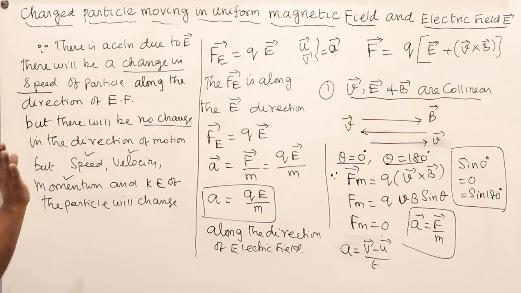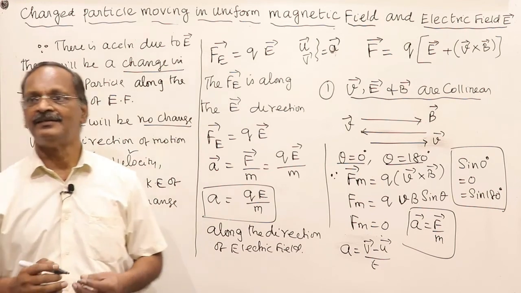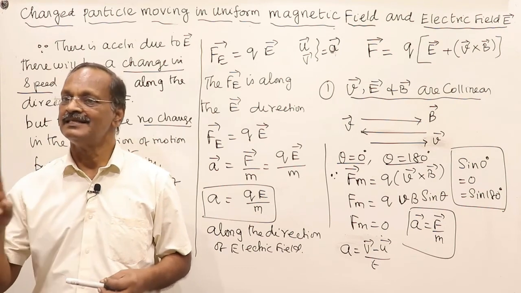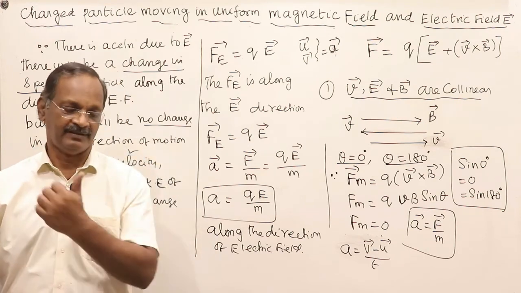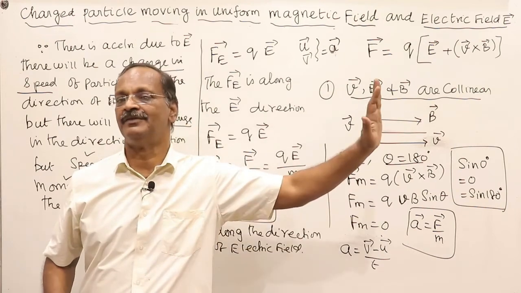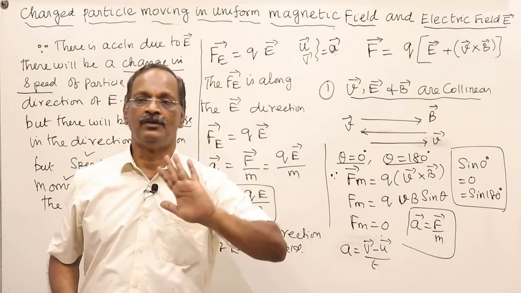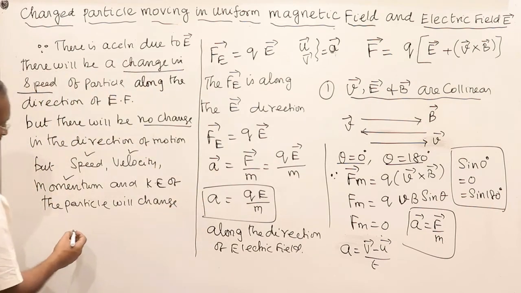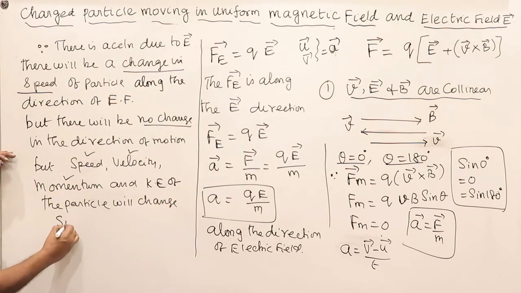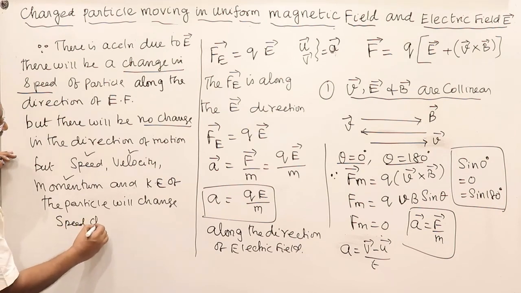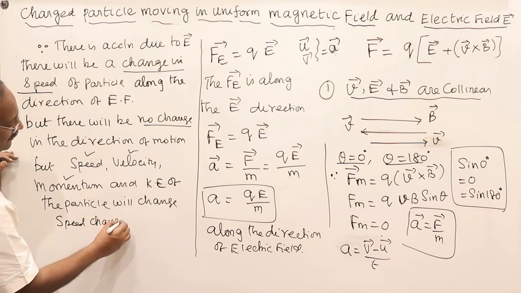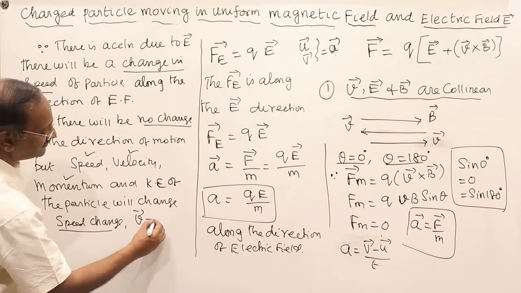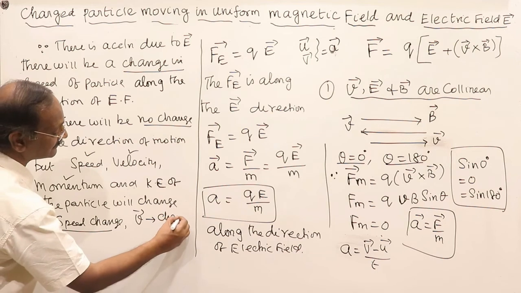Which thing is not changing? There will be a change in the speed. There will be no change in the direction of motion. If it is moving in this direction, it will keep moving in this direction only. No change in direction of motion, but since acceleration is there, speed changes. Once speed is changing, velocity will also change.